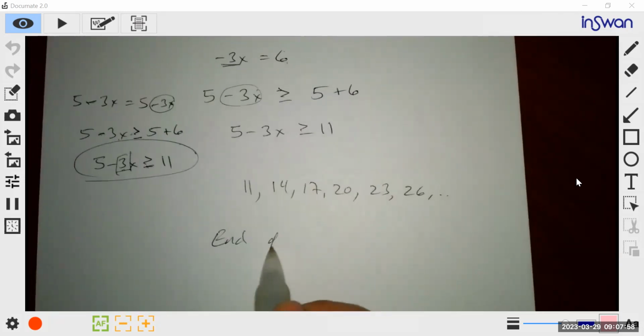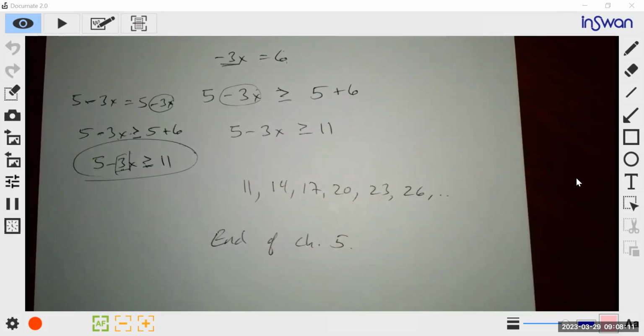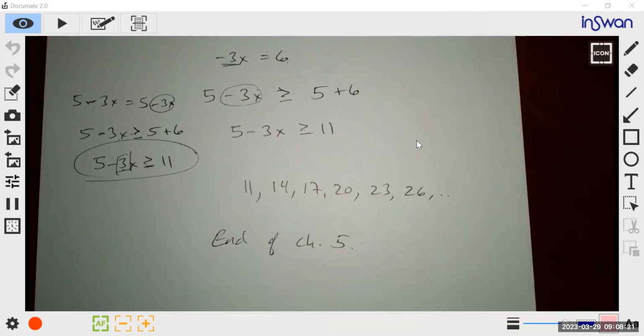End of chapter 5. Chapter 5 only had 2 sections: addition, subtraction, multiplication, division. That's it. We did those. So next time we're going to do chapter 6, which I think only has 3 or 4. So we're in very good shape to finish the semester within the next 3 or 4 weeks. Any questions?